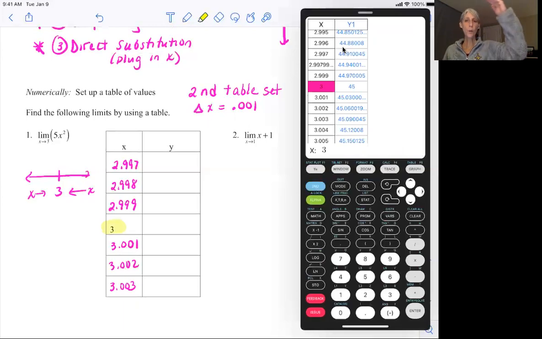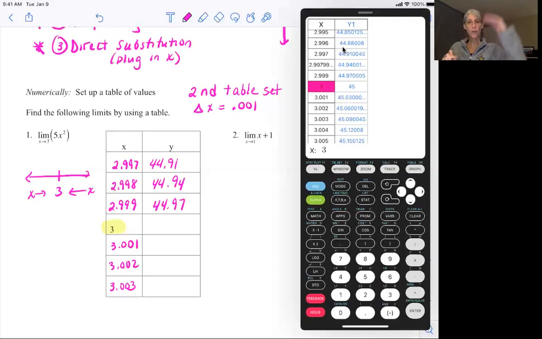And now we can take our Y values, right? Those are our function values. So when X is 2.997, Y is 44.91. When X is 2.998, Y is 44.94. When X is 2.999, Y is 44.97.